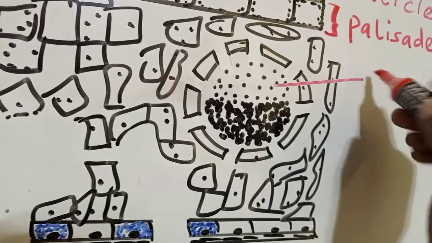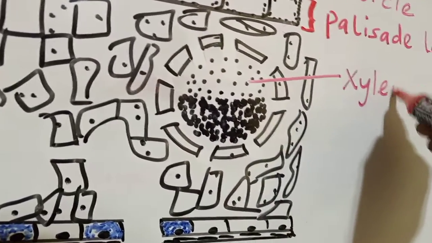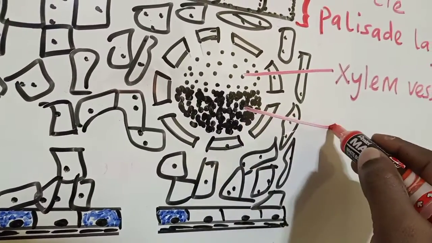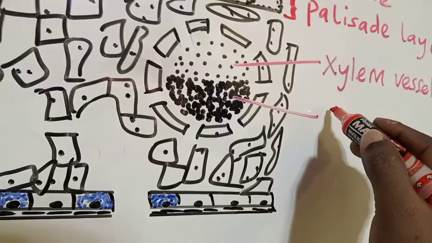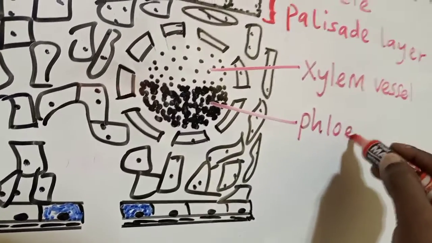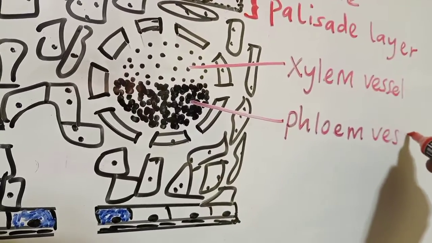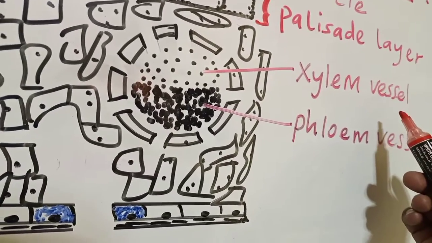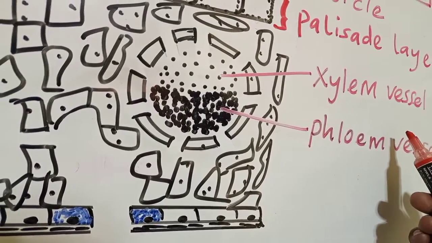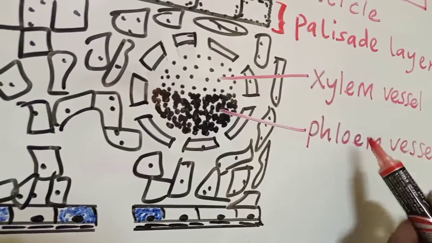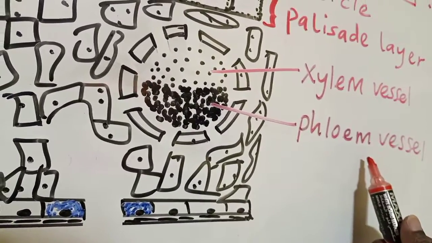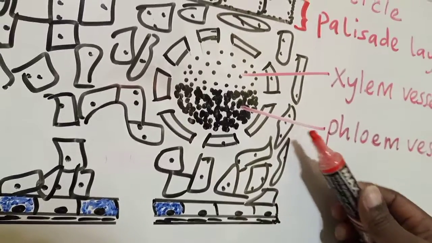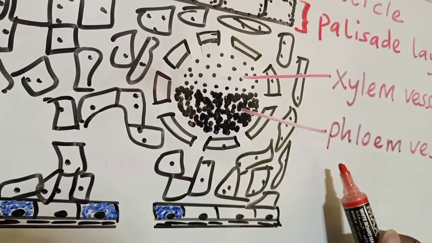The upper part is called xylem vessel. Then the other one is called phloem vessel. So xylem vessel is for transporting water and mineral salt from the soil or from the roots to the leaves. Then phloem is to transport manufactured food in the form of glucose from the leaf to the various parts of the plant.